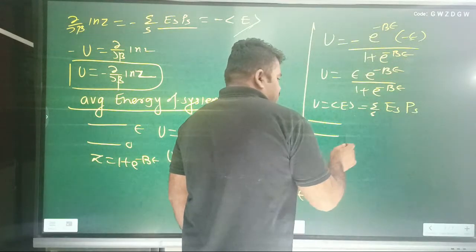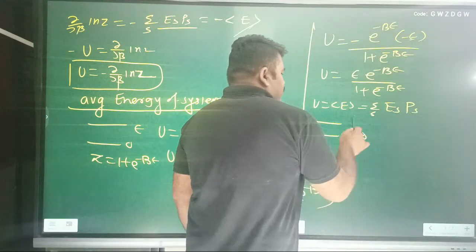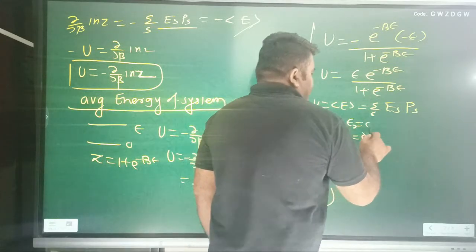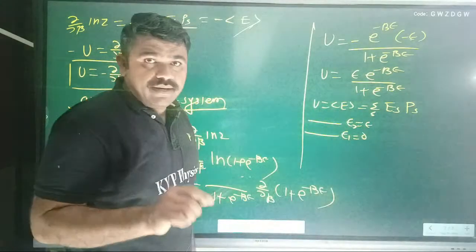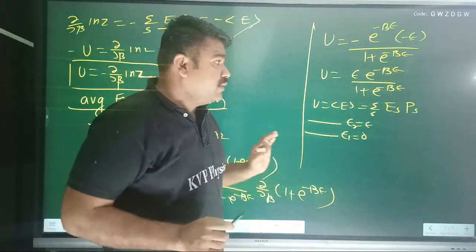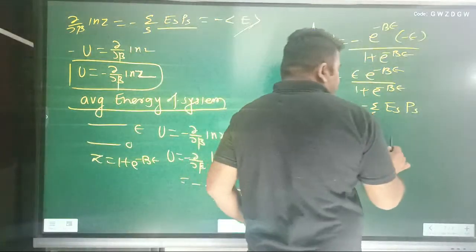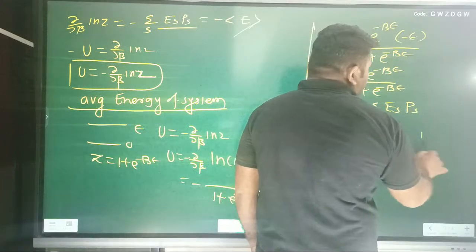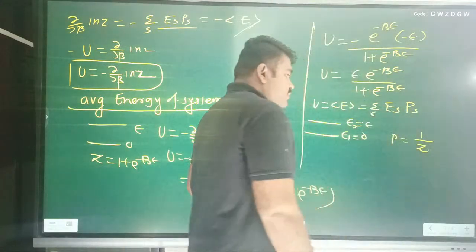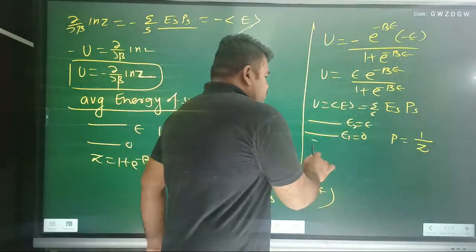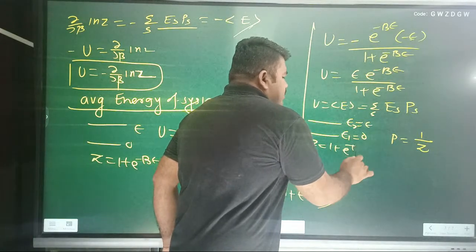Now here, how many energy levels? Two energy levels. E1 is 0, E2 is epsilon. Yes or no? E1 energy 0, E2 energy epsilon. Then what is the probability for this state? The probability for this state is equal to 1 upon Z. Yes or no? Z is nothing but 1 plus e to the power minus beta epsilon.